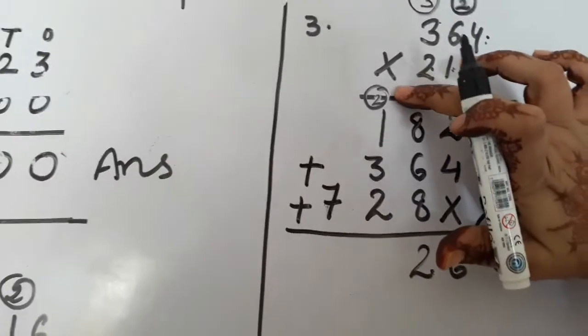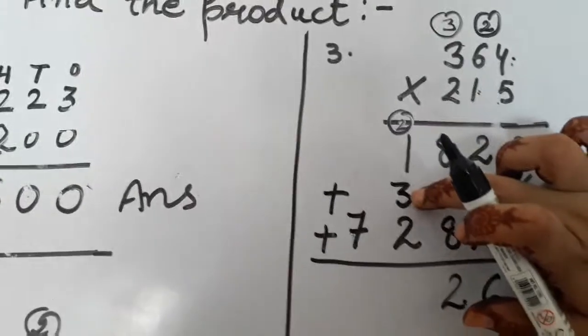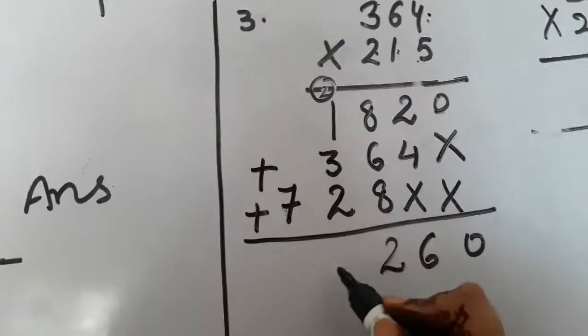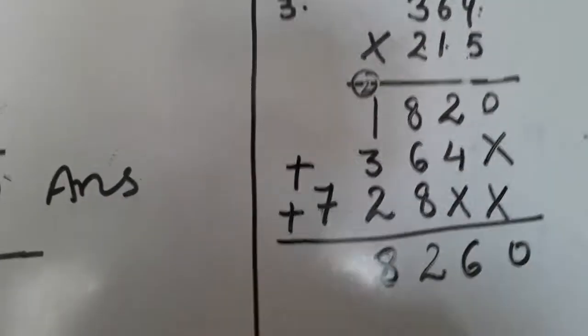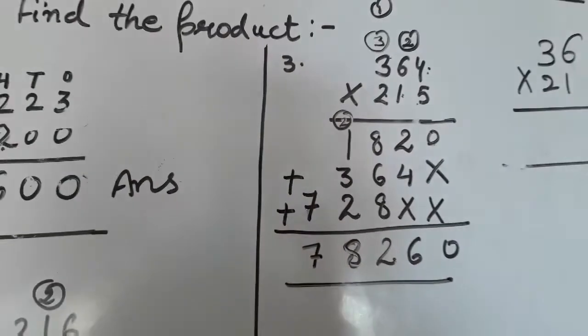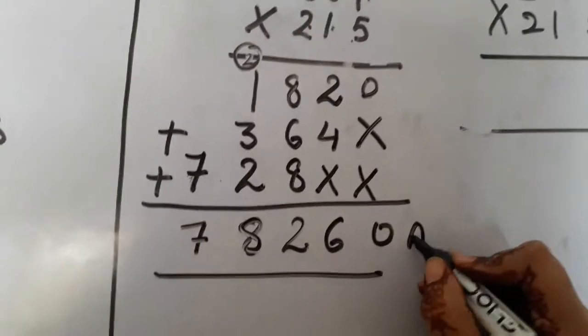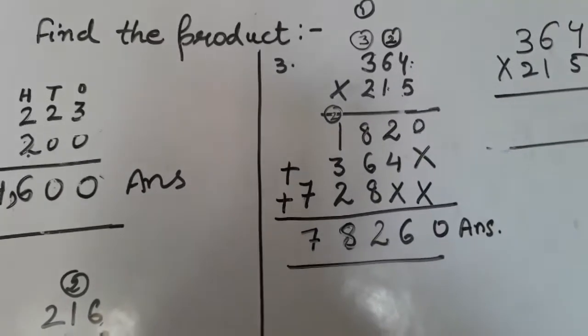Now again, 2 plus 1, 3. 3 plus 3, 6. 6 plus 2, 8. Right? 8 here. Right? And then 7 is like this only. Right? So this is your answer. This is your answer. Okay?